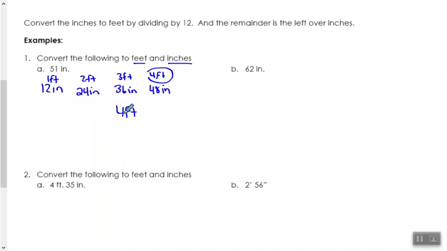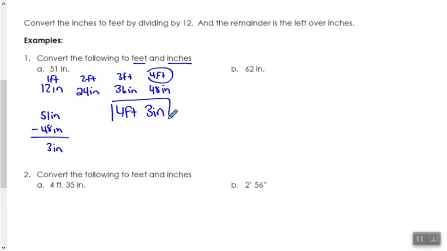And how many inches are left over then? So if 4 feet got me to 48 inches, I can take my 51 inches I had in total minus 48. That makes up my 4 feet. And I see that I have 3 inches left over from that. Okay, so my answer would be 51 inches is actually 4 feet, 3 inches if I have it in feet and inches.